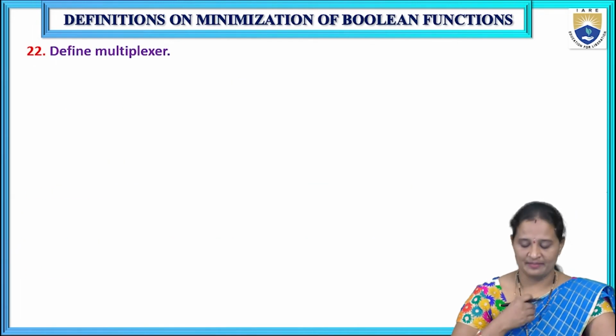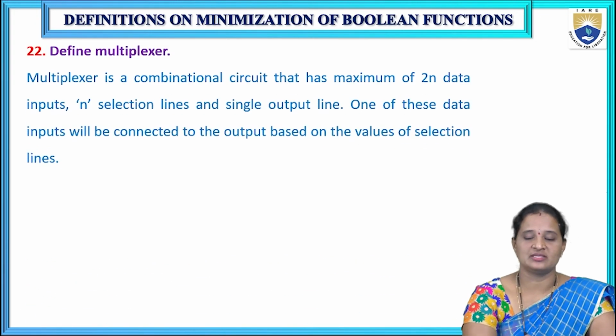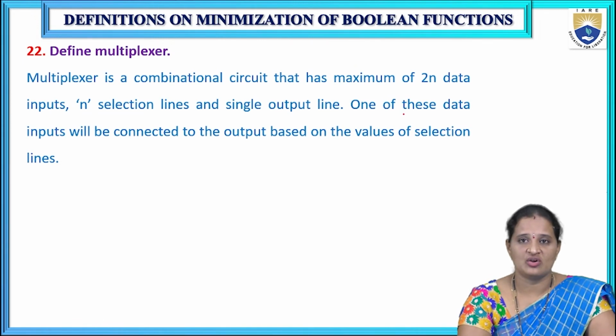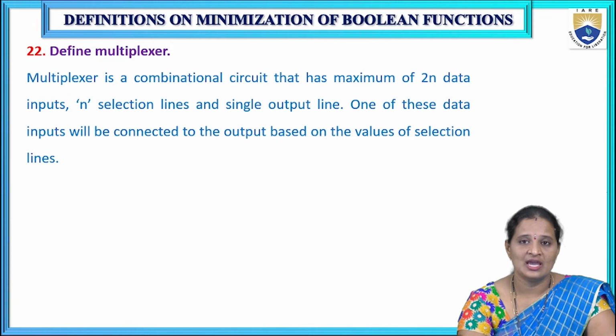Now define a multiplexer. How can we define a multiplexer? A multiplexer is a combinational logic circuit that has 2^n data inputs, n selection lines and a single output line, and one of these input lines will be selected based on the control lines or selection lines, and the input will be sent to, or connected to, the single output line.